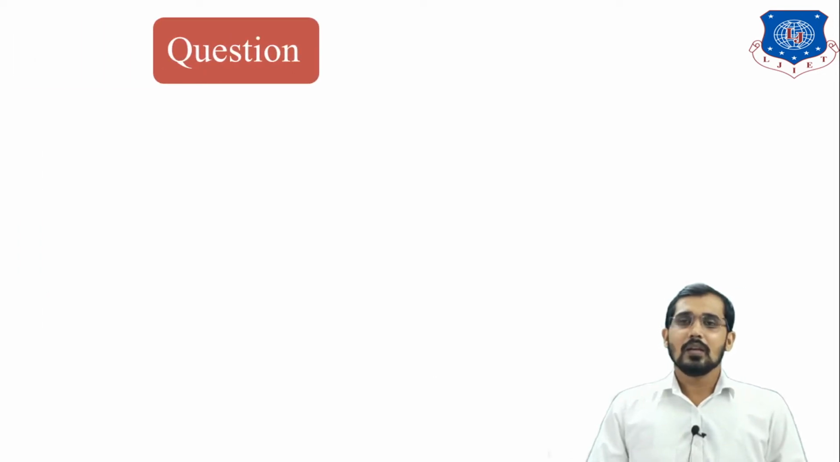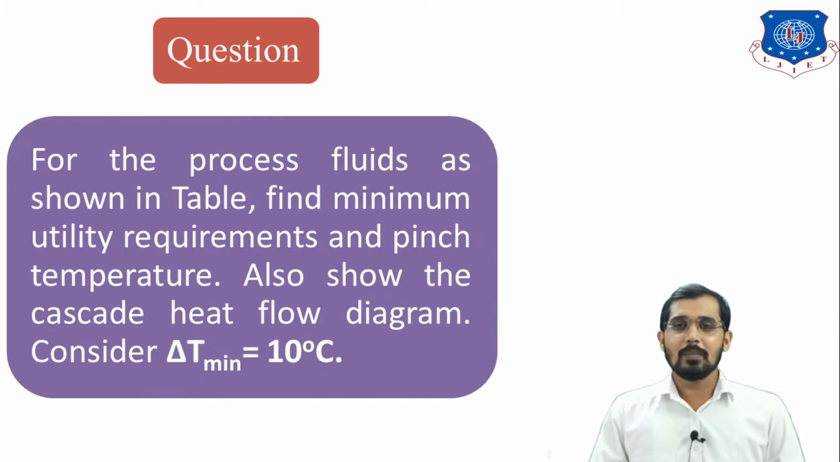Now you can see the question type that can be asked in your exam. Question is, for the process fluids as shown in the table, find minimum utility requirement and pinch temperature. Also show the cascade heat flow diagram. Consider delta T minimum is equal to 10 degrees Celsius.